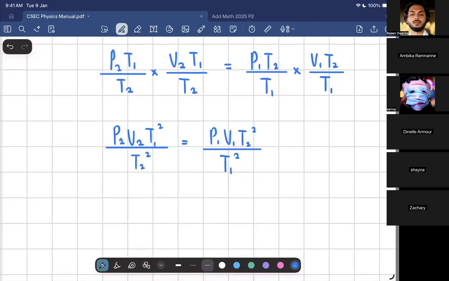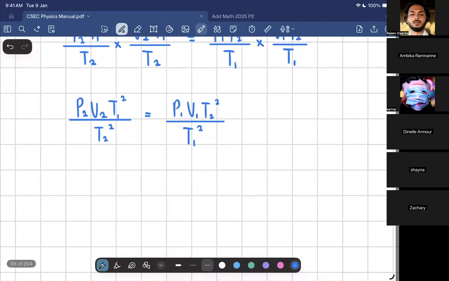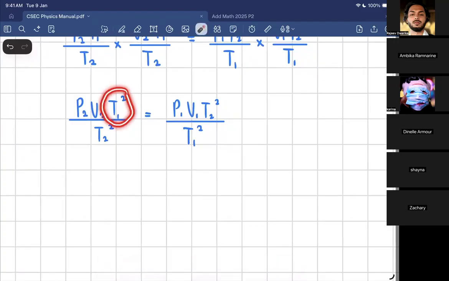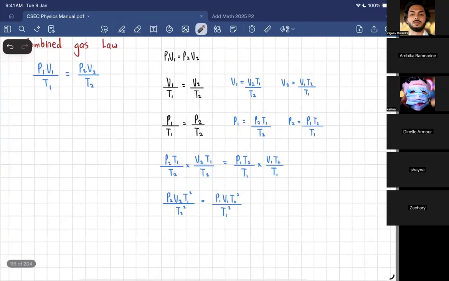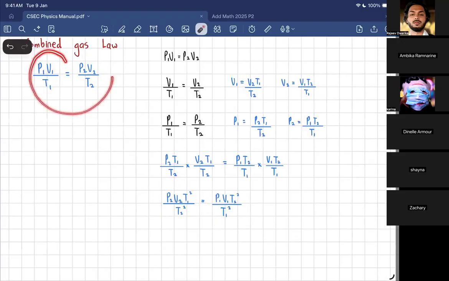Let me think. Okay, so this is what we're gonna do, right, Shayna? Does the T1 squared belong over here? Look at the formula we're trying to prove. We're trying to prove P1 V1 all over T1 is equal to P2 V2 over T2. That's what we're trying to prove. No, sir, it shouldn't be over there. If we're trying to make it look like this, it shouldn't be over there.